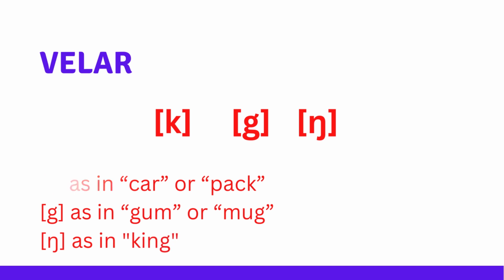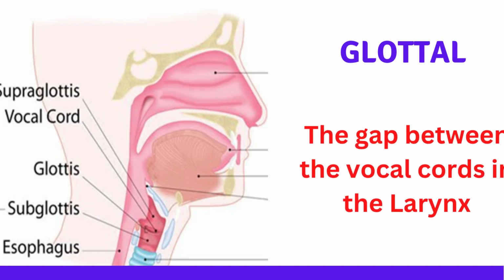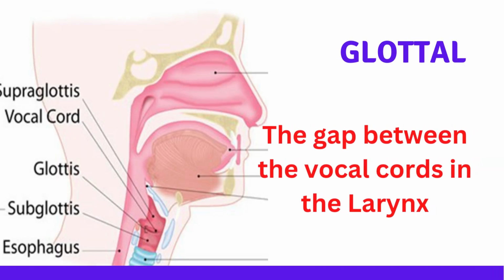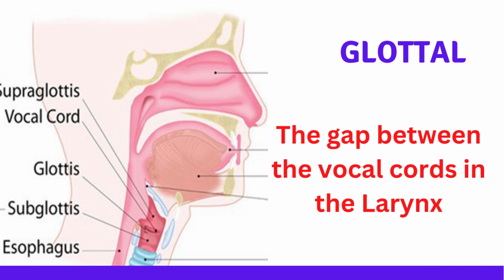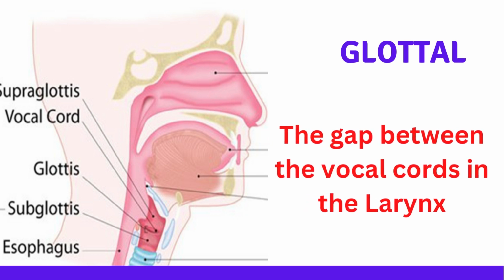The final place of articulation is the glottal. The glottal sound h is produced by the glottis, the space between the vocal cords. The sound h can be seen in the beginning of the words hot and heat.